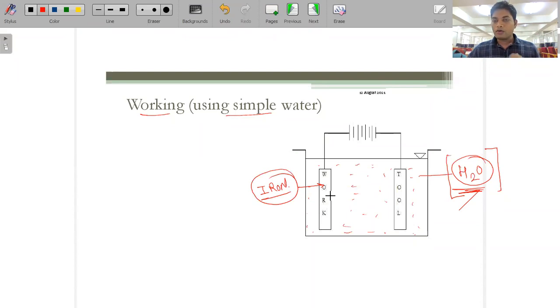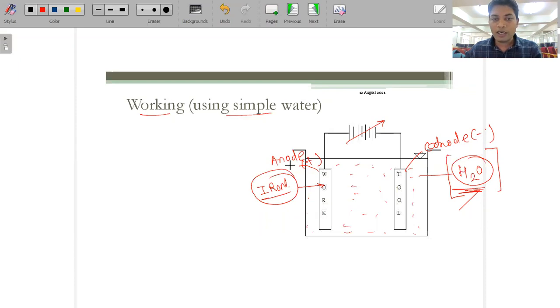Now, this is the anode side, this is the workpiece, that is the anode. So this is the positive side, and this is the cathode, the negative side. Now the potential difference is created. Once the potential difference is created and the steady state is reached, the ions start releasing from the positive and the negative side, meaning the anode and the cathode.